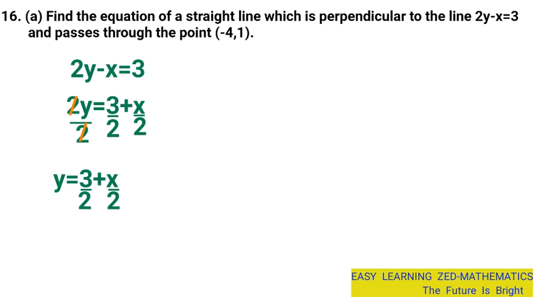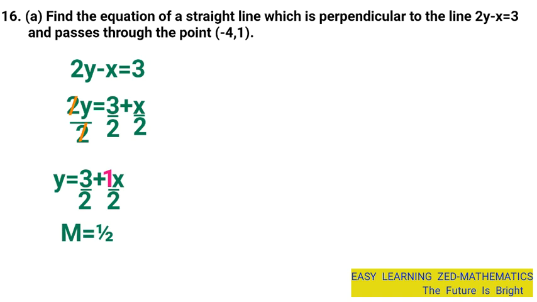Now what I'm going to do is get the coefficient of x, because I want to come up with the gradient of that equation, 2y minus x is equal to 3. The coefficient of x is 1 over 2. That is the gradient of that equation. Okay, so 1 over 2.